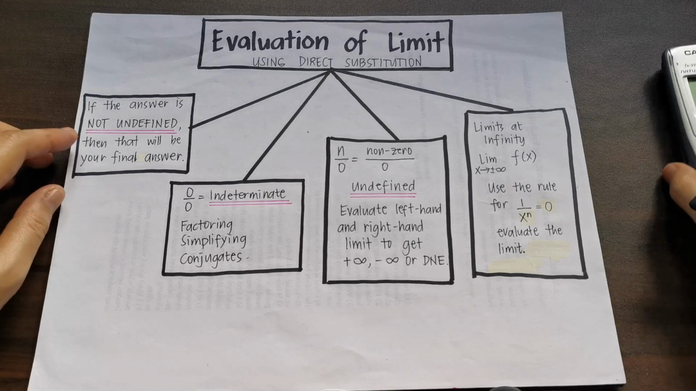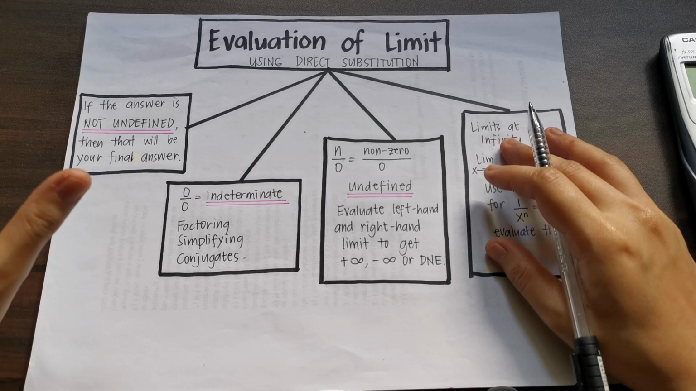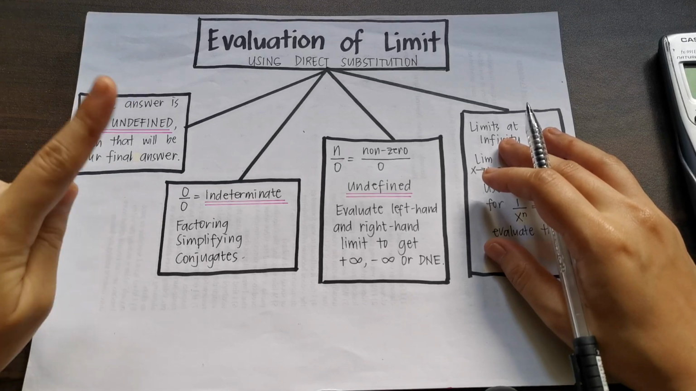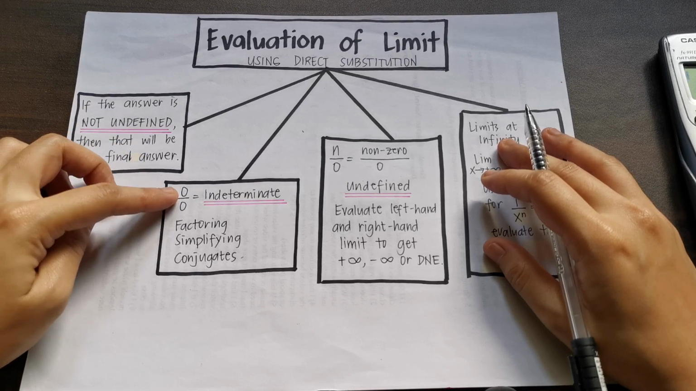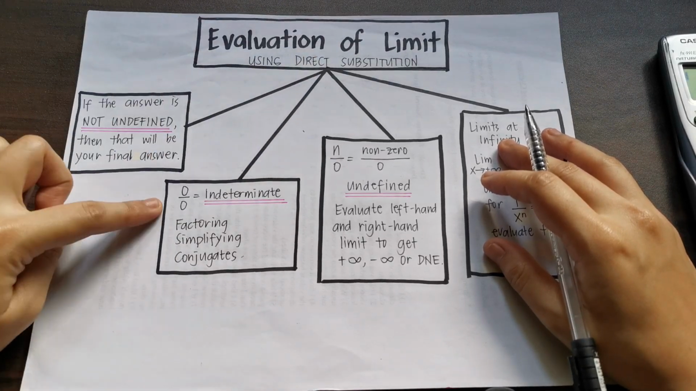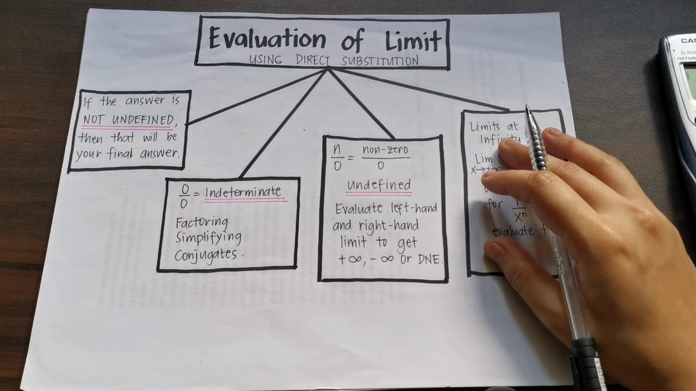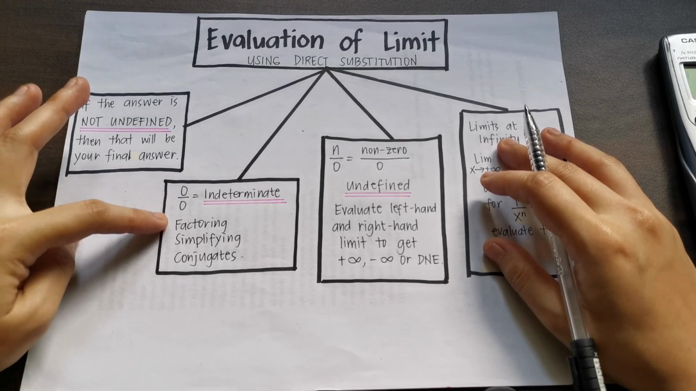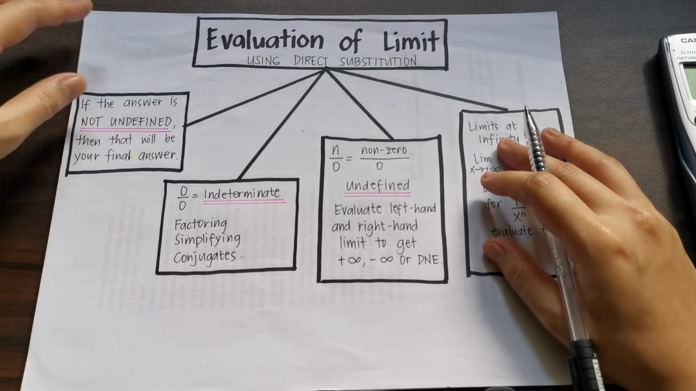Hello everyone, today I am going to show you how to evaluate a limit if after direct substitution, the answer you got is in indeterminate form. So kung katapos ng direct substitution, ang nakuha niyong sagot ay 0/0, that is called indeterminate form of limit. So you may try factoring, simplifying, or common denominator and conjugates. Okay, let's proceed to the first example.